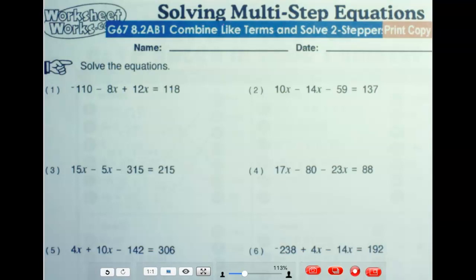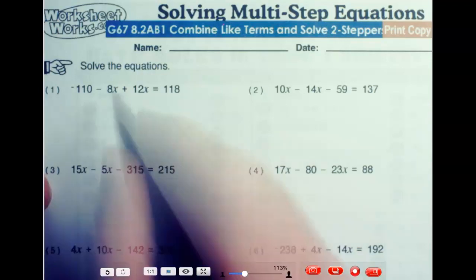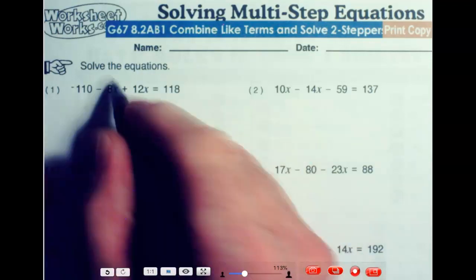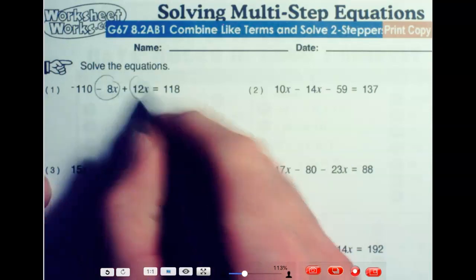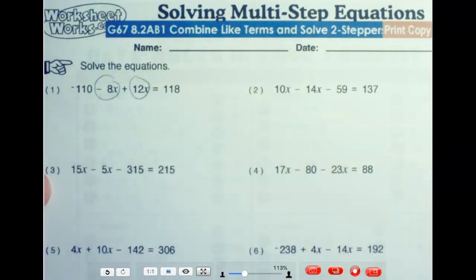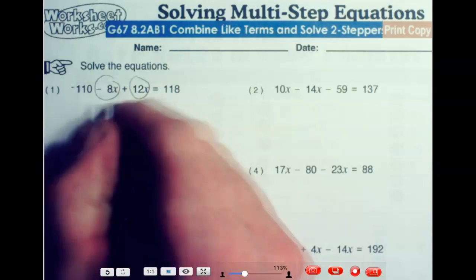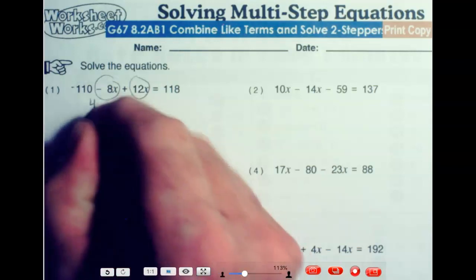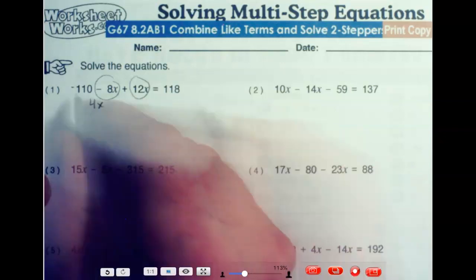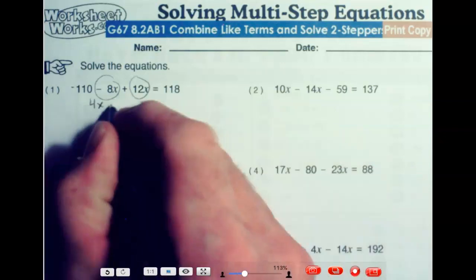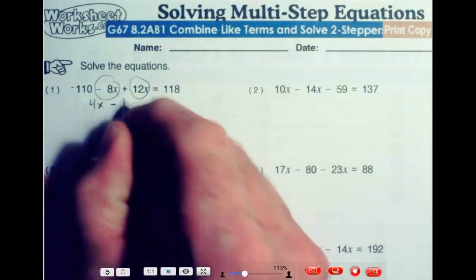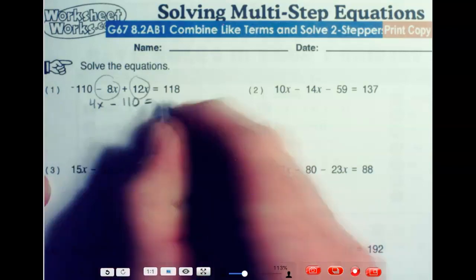Let's get going here. We've got some two-step equations. We're not going to have to distribute on this page. We're just going to have to combine. So we'll start by combining our x's here. And we've got a negative 8 and a positive 12. So we can rewrite this as 4x. And we could put the negative 10 right here, but I'm just going to put it over here. Minus 110 equals 118.